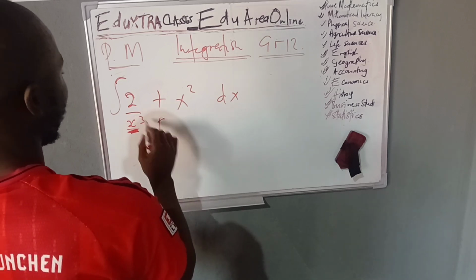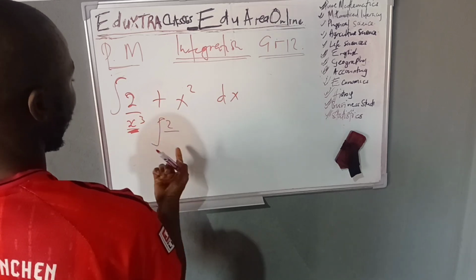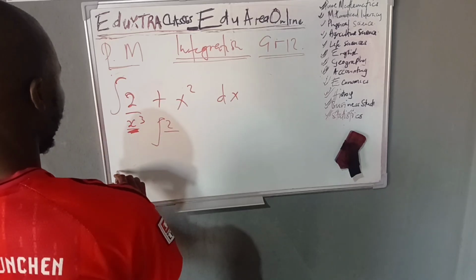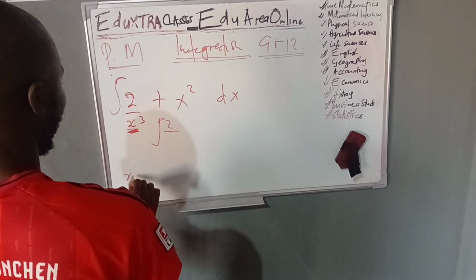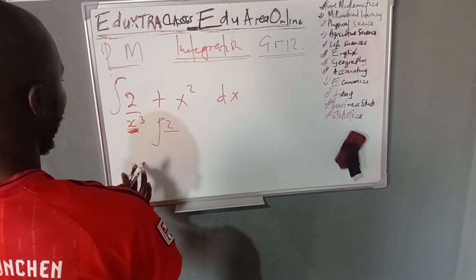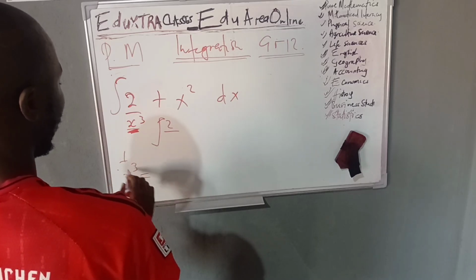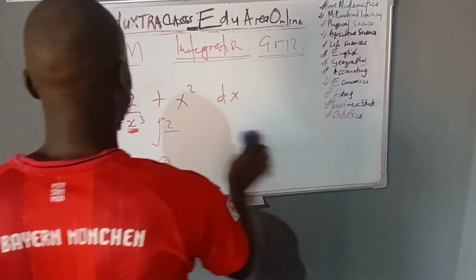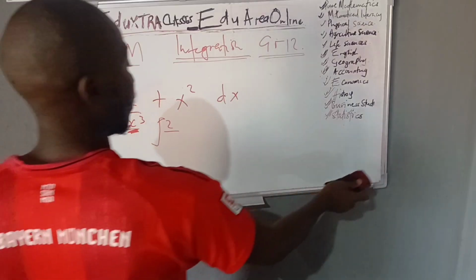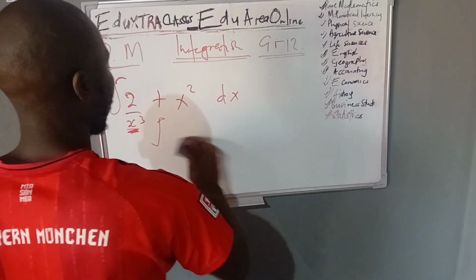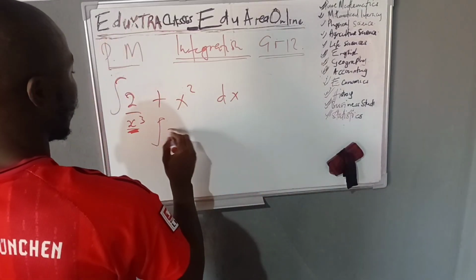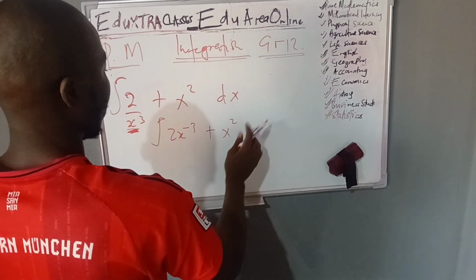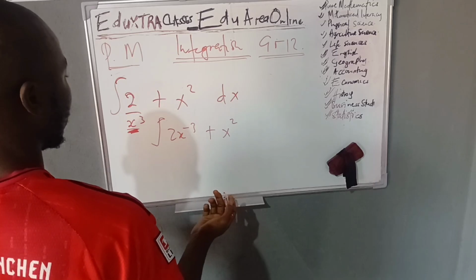We can say the integral of 2 over x cubed. According to the laws of indices, we say 1 over x to the power 3 is equal to x to the power minus 3, right? So having said that, this is now equal to 2x to the power minus 3 plus x squared. So what do we do next?